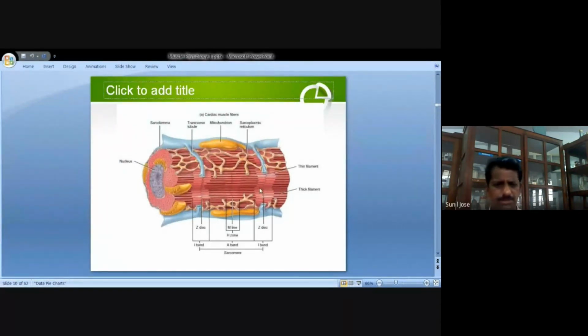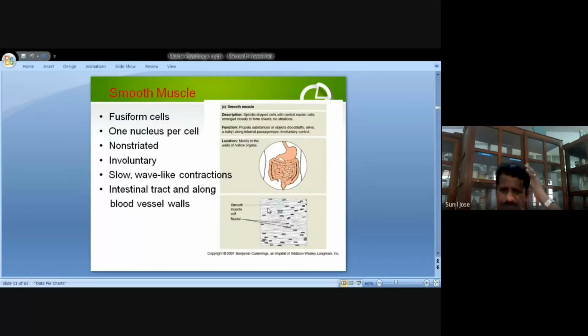And at the middle of the dark and light band there is a line called the Z line, about which we will study in the next class. But for the time being, just understand there are three types of muscle: cardiac muscle, smooth muscle, and the skeletal muscle. Now going to the smooth muscle, here you can see a picture of the smooth muscle.